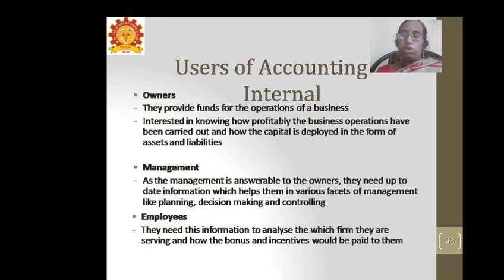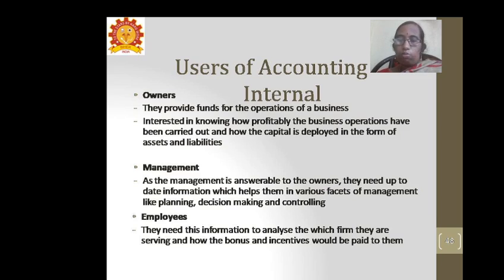And various users are also there for accounting. Similarly, as stated earlier, we have the various users such as the owners. The owners are going to be highly important, so that they are going to make proper utilization of the funds for the operations of the business. They are very much interested to know about the profitability of the business and the operations that have to be carried out in the forthcoming years, and the capital that is to be deployed, invested in the form of assets and liabilities.